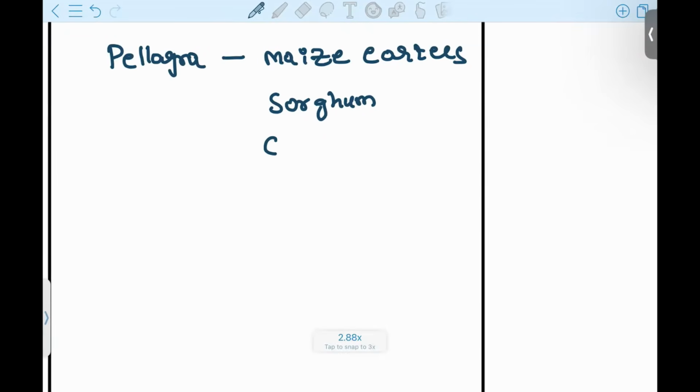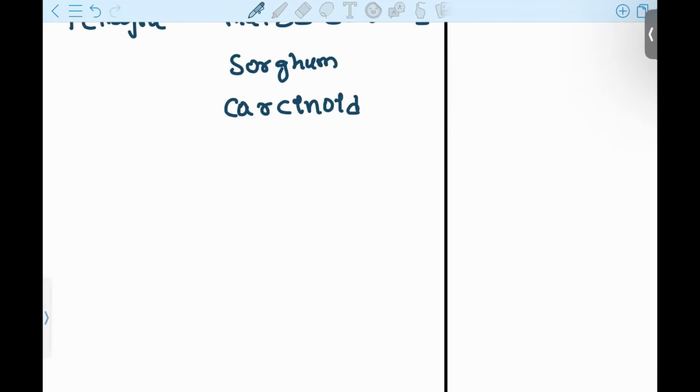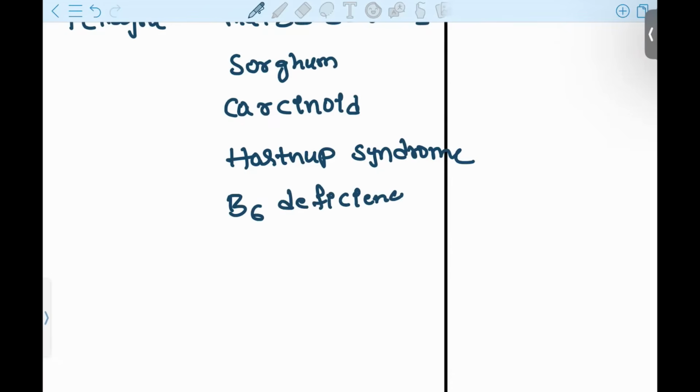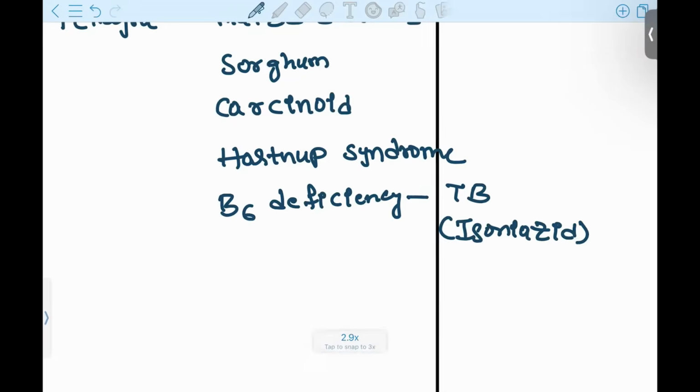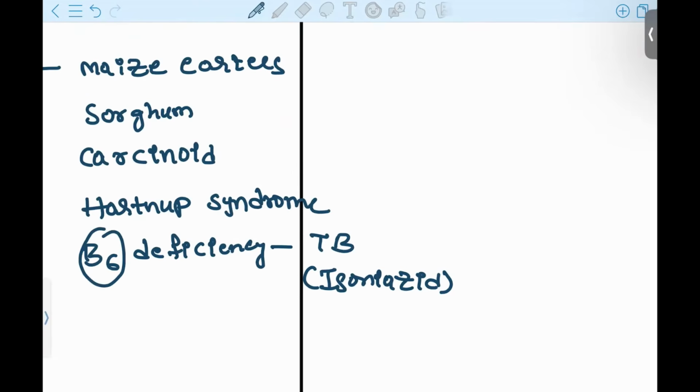And other conditions like carcinoid syndrome can also present this way, because this is under tryptophan. And also Hartnup disease. Hartnup disease is a genetic condition. Hartnup syndrome also presents with this. And also those with B6 deficiency. B6 deficiency is commonly associated with TB drugs, especially isoniazid. This drug causes B6 deficiency, and further the B6 deficiency decreases your tryptophan. So if the tryptophan is decreased, this will cause niacin deficiency.